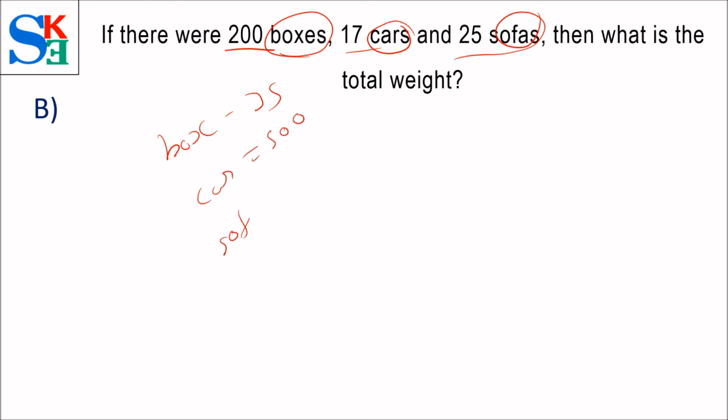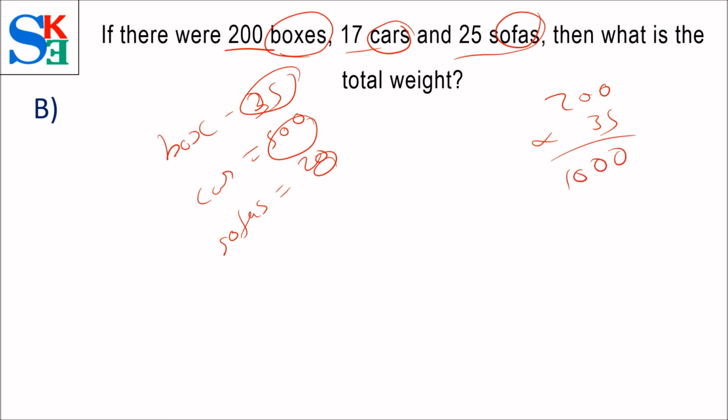And sofas were 20. So using this, that's 35. Using this, I'm going to finish this calculation. So 200 multiplied by 35. I don't need to do anything else. So that's going to equal 7,000. So 7,000 is my answer for boxes.